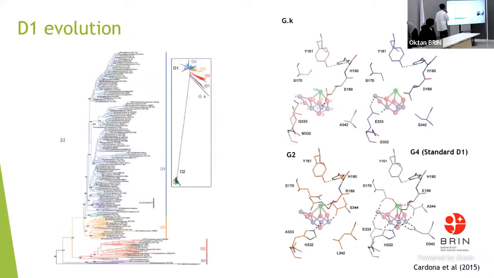Okay, next slide, please. So this is the phylogenetic tree of D1 evolution. I just want to focus a bit on this structure. This one, group GK, group 1 and group 2, are the atypical D1 that lack the manganese cluster residues, as you can see here. So they are unable to bind strongly with the manganese cluster, while this is the standard D1, which is the normal D1 protein.